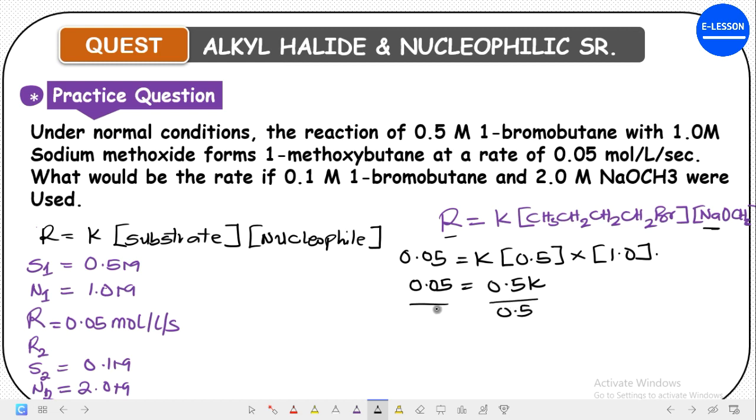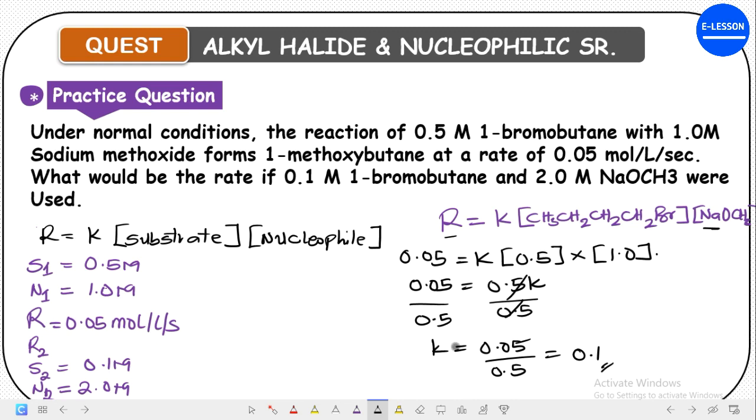So divide both sides by 0.5. When this cancels this, our K will be 0.05 divided by 0.5, and that will give us what? Now this is going to give us 0.1. The unit will be what? Let's try and figure out the unit. This is molar, right? M. Or let's just leave it without unit for now. When we talk about other reactions, we'll analyze the units separately so that we'll not waste time on this particular one. So our rate constant is 0.1.